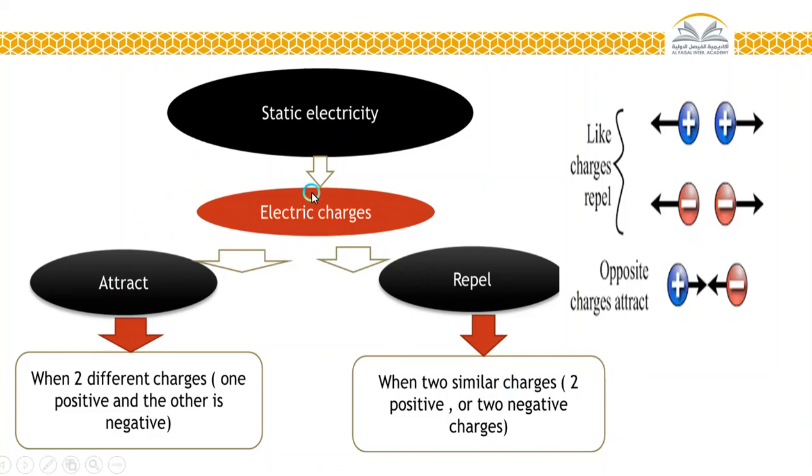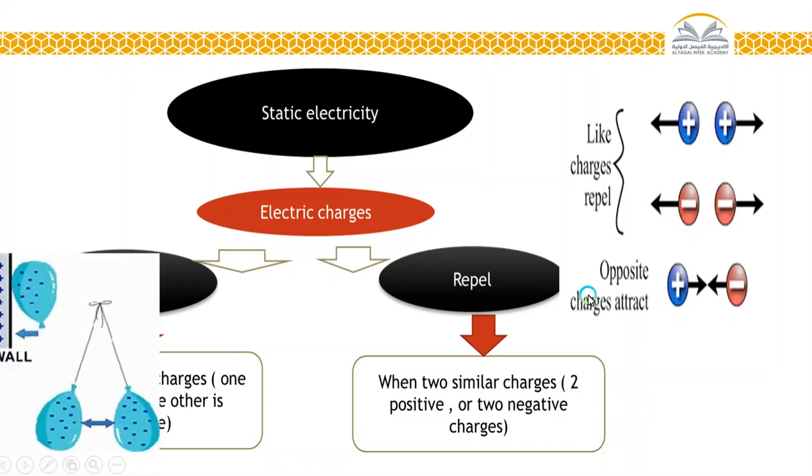The electric charge between them can attract or can repel. Attract means two different kinds of charge, one positive and one negative. For the repel, it should be two of the same kind of charge, two positive or two negative. Like charge repel. One positive and one negative, opposite charge, so unlike charge attract.